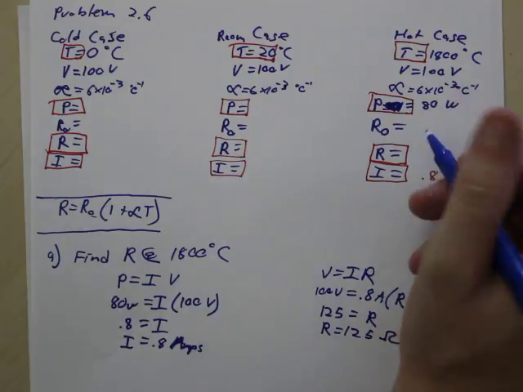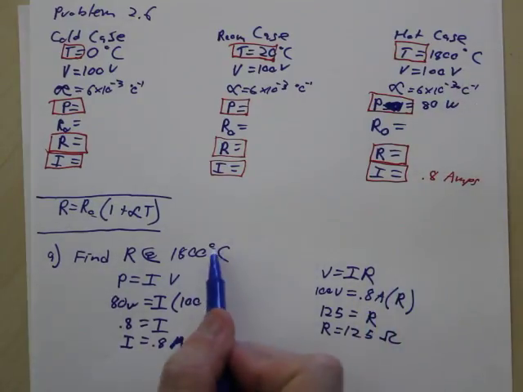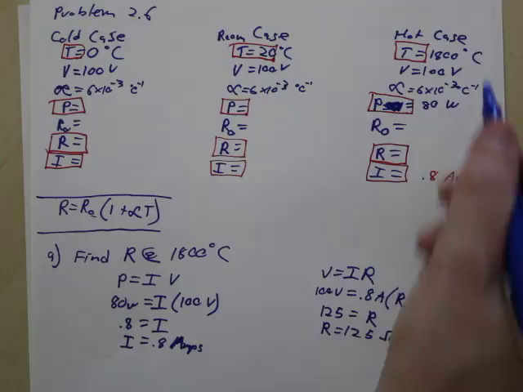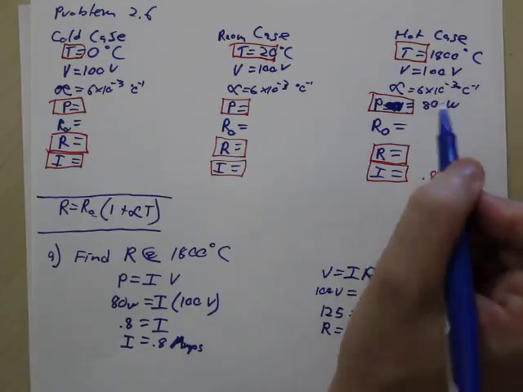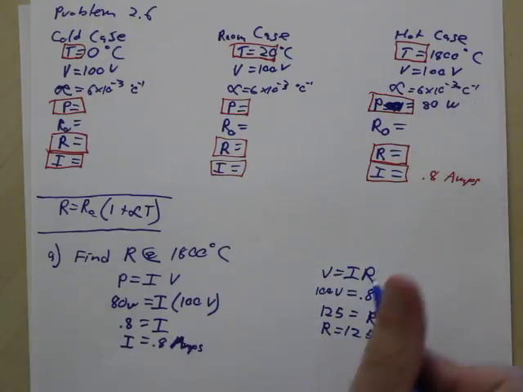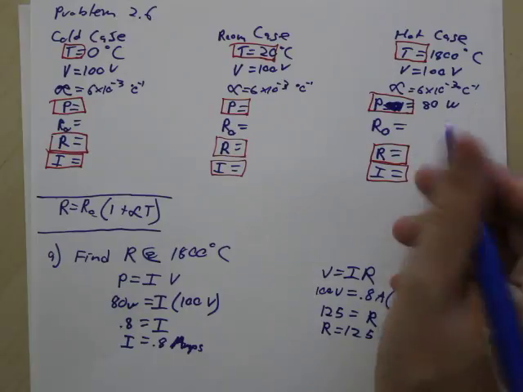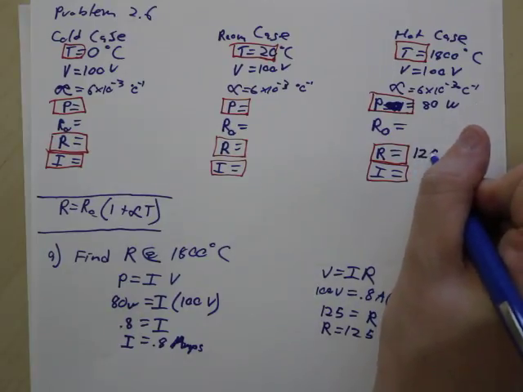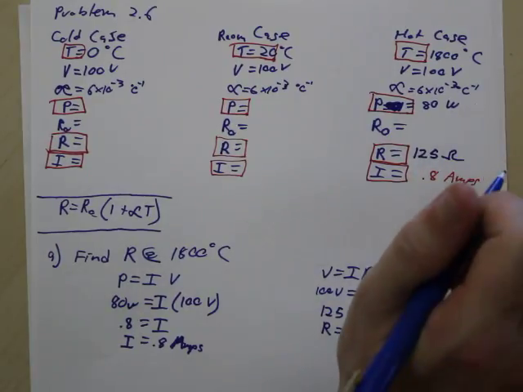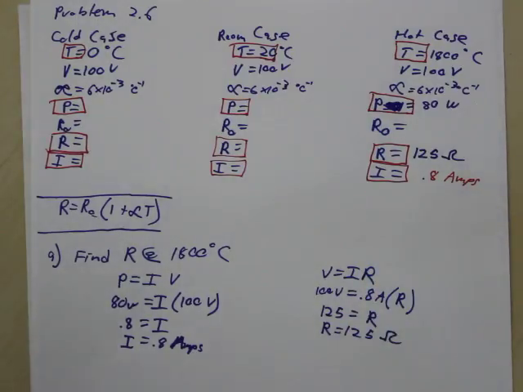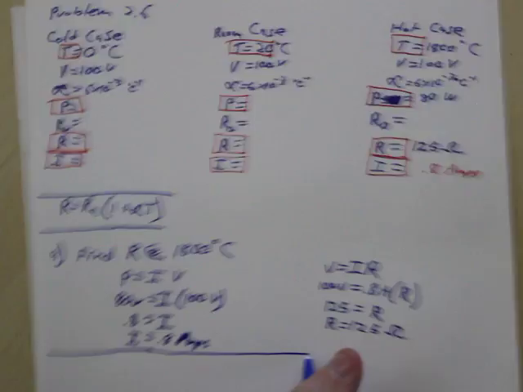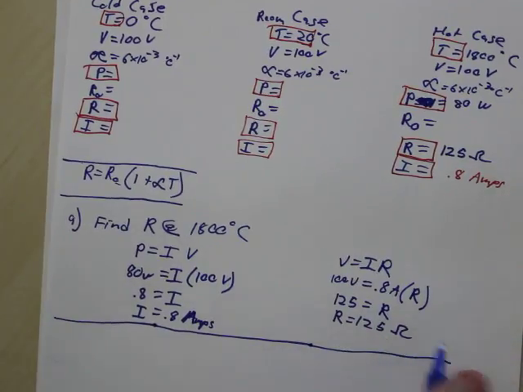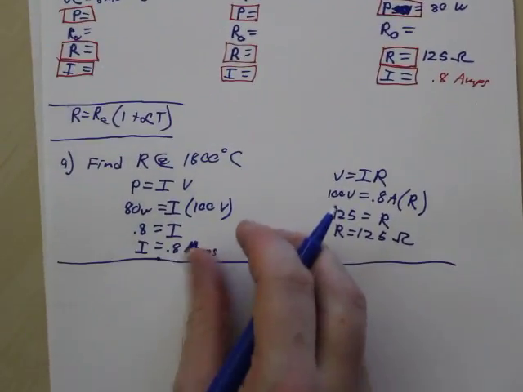I'm going to pull it up here, because remember this is only for the 1,800 degrees Celsius case, because that's the only one that we had power for. That's the only way we could solve this. So this is only going to be for this one. So that's 125 ohms. That looks pretty good to me. That looks like the first R. So let's continue on here. I'm going to put a line here. There we go. And now we're going to try to solve for B.